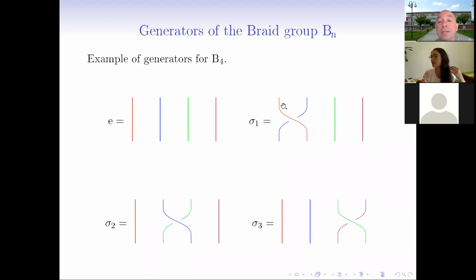If you do this in a different direction, so if red goes, for instance, under the blue one, this will be sigma 1 inverse. But as already said, if the group is generated by some set S, we consider not only products of elements in this set, but also the inverses. So sigma 1 inverse is supposed to be one of the elements.